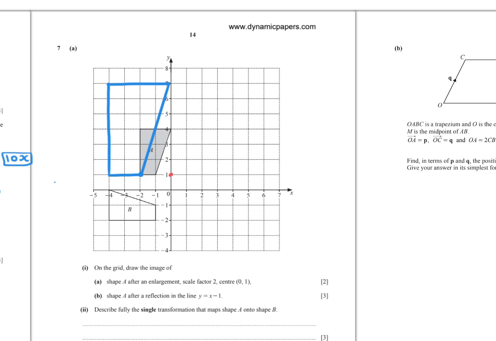Next, B, shape A, draw the image of shape A after a reflection in the line y equals x minus 1. So we need to draw the line y equals x minus 1 first. We need 2 points. If x equals 0, y equals negative 1. If x equals 1, y equals 0. So 0, negative 1, and 1, 0. So this is the line.